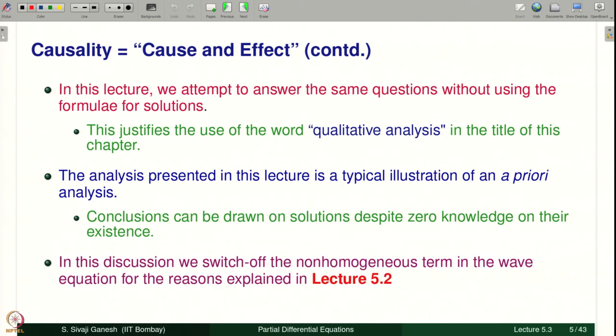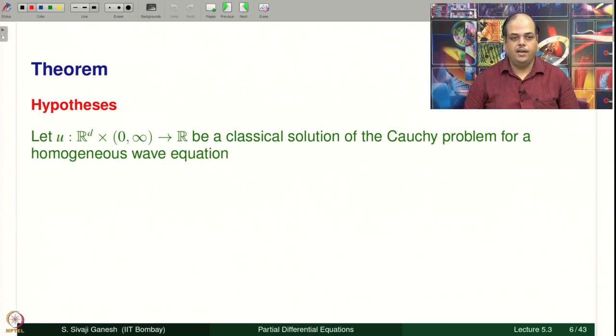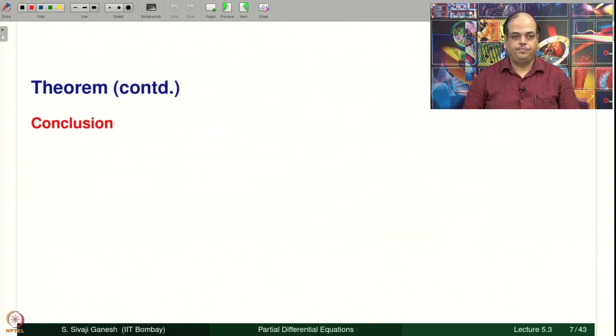So, in this discussion, once again like in lecture 5.2, we are going to switch off the non-homogeneous term, and we have already explained the reasons for that in lecture 5.2. So, let us state it in the form of a theorem. The hypothesis is: let u from R^d × [0, ∞) to R be a classical solution of the Cauchy problem for the homogeneous wave equation. That is, this is the problem where phi and psi are given, of course, in the Cauchy problem, and u is a solution to this Cauchy problem.